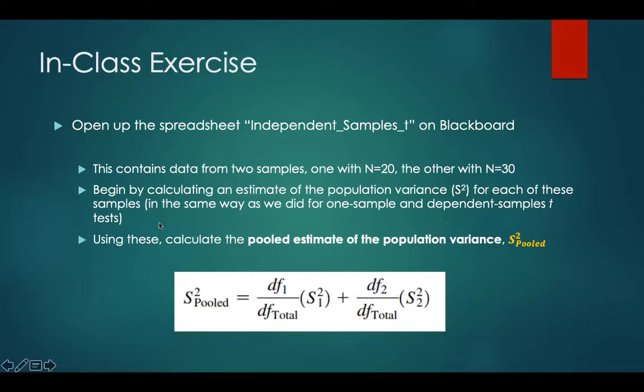Then I want you to begin by calculating an estimate of the population variance for each of these samples in the same way that we did for a one sample and dependent samples t-test. And then using these, calculate the pooled estimate of population variance using this formula here: df1 over df total multiplied by S squared 1, plus df2 divided by df total multiplied by S squared of sample 2.